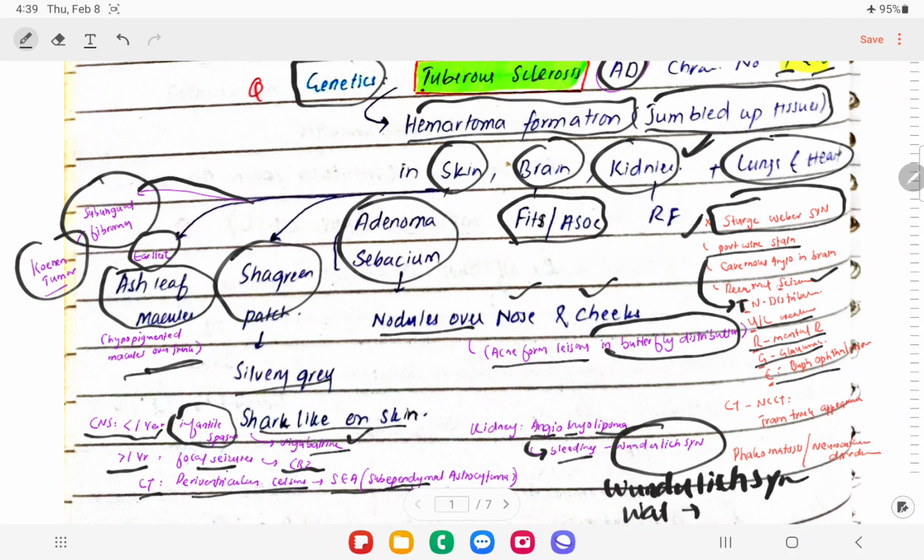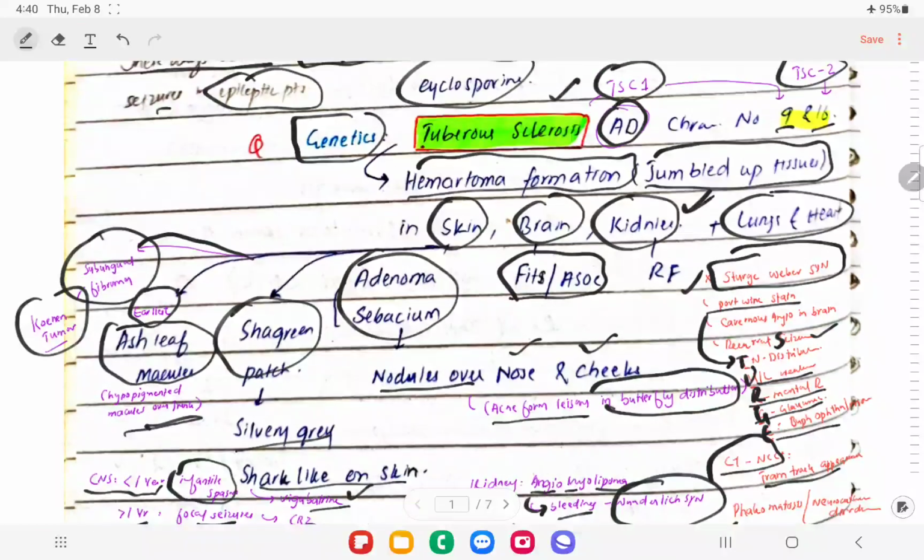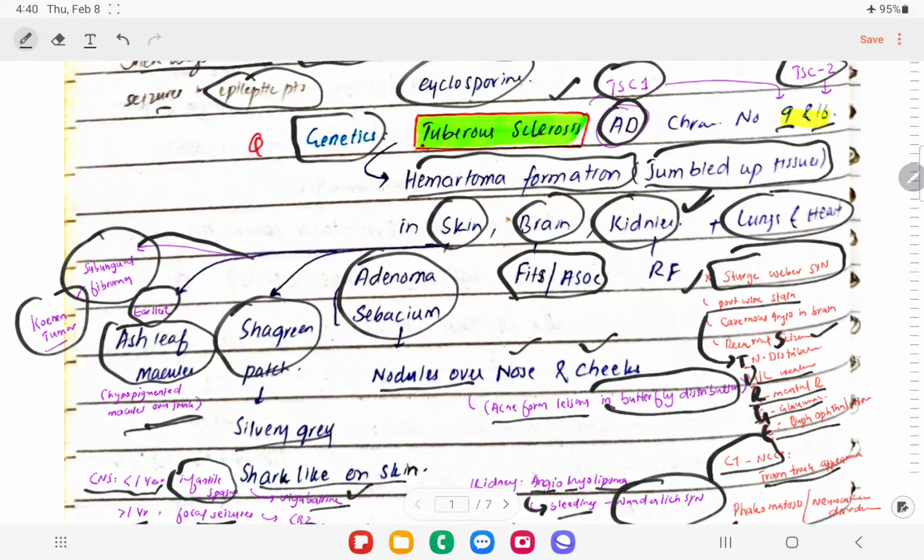STURGE, right? So Sturge is basically a mnemonic for the manifestations of the Sturge-Weber syndrome. So if you get the CT scan, non-contrast CT scan, we're gonna see the tram track appearance in these patients, right? So that's all about the tuberous sclerosis and Sturge-Weber syndrome.